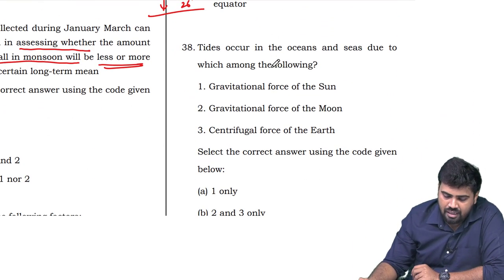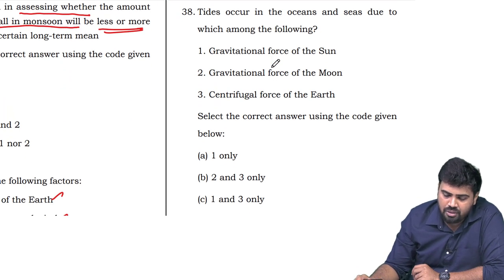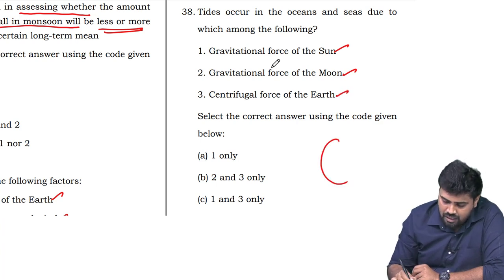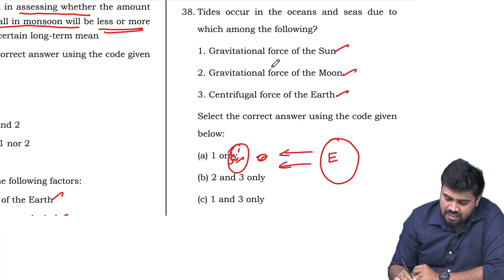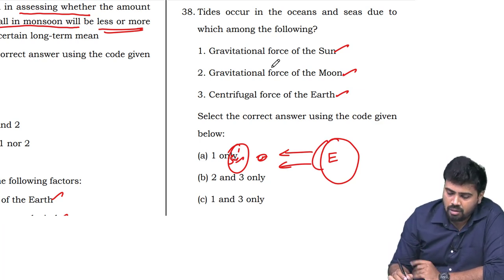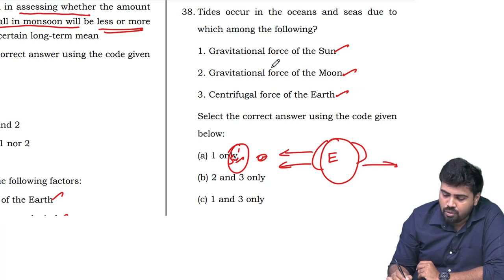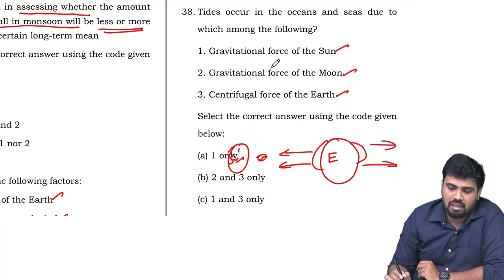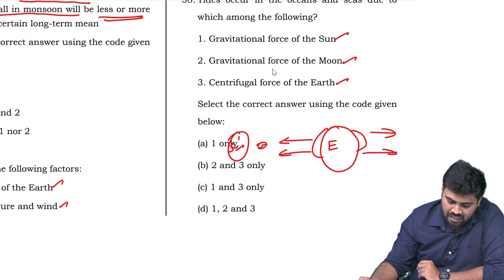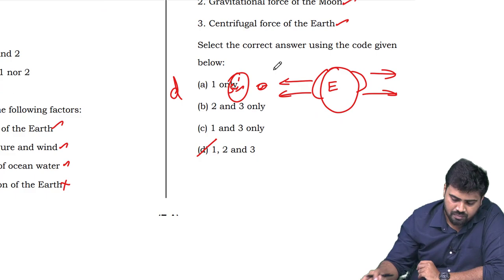Question 37, 38. Tides occur in the ocean and sea due to which of the following? Gravitational force of sun, gravitational force of moon, centrifugal force of earth. See, consider this is earth. The gravitational force of sun and moon will have an impact, which can create high tide. At the same time, Newton's third law, for every action there is an equal and opposite reaction. So there is a centrifugal force which acts on the opposite side. So all three reasons are correct. So 38, option D, D for Delhi.